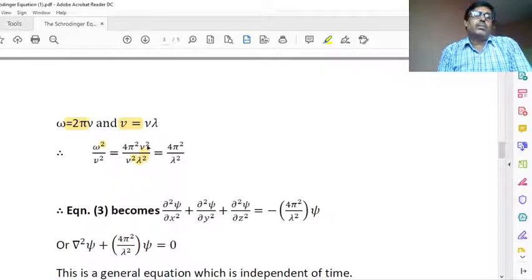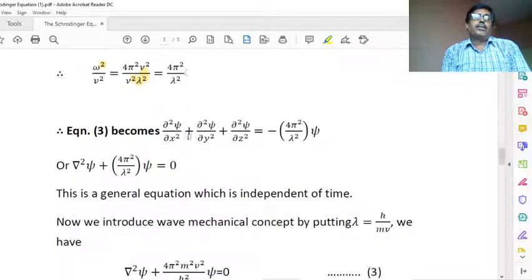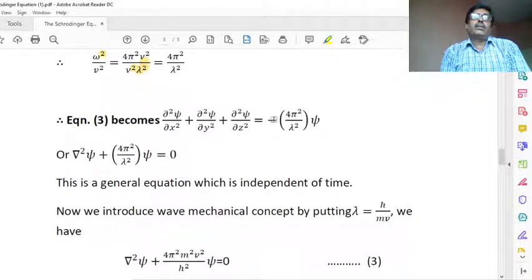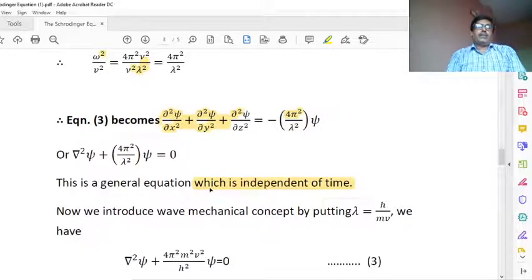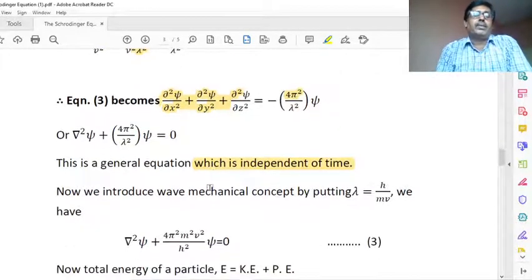Nu square cancel out, so it is 4 pi square by lambda square. Now this value is placed in equation 3 here, and in place of this one we may write del 2 psi is equal to, this term is taken to the left side and this is 0. So this is the general equation which is independent of time. Here it does not depend upon time.